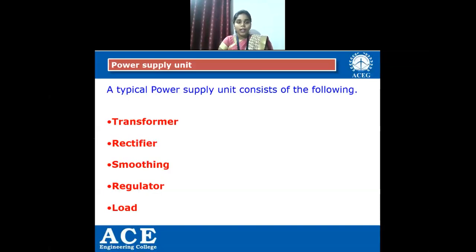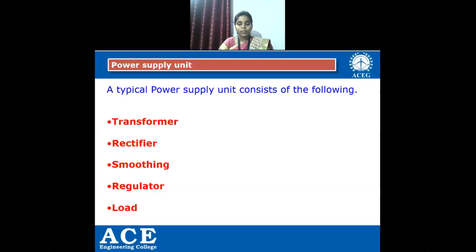And the regulator. What is a regulator? A voltage regulator circuit controls the voltage to the desired output level. It will regulate the particular voltage level. So whatever desired voltage we require is given by our regulator. And here, the load. What is the load? The load uses the pure DC output from the regulated output.